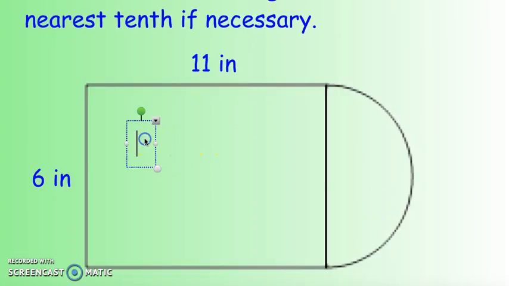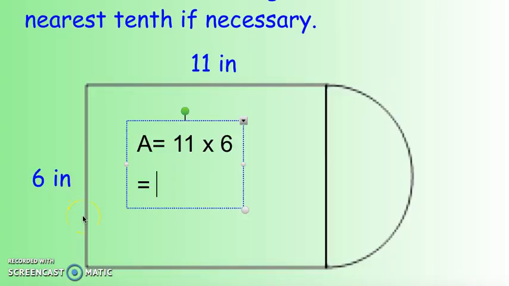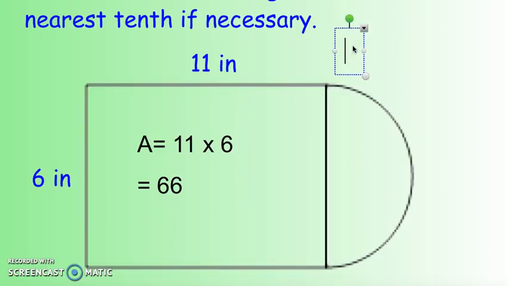And so what we're going to do is find the area of this portion. Well, I can take 11, because 11 represents this straight line. That is my length, times my width, which is 6. And so I get 66. So far we have 66 inches squared. But now we've got to figure out how to do this portion of a circle.